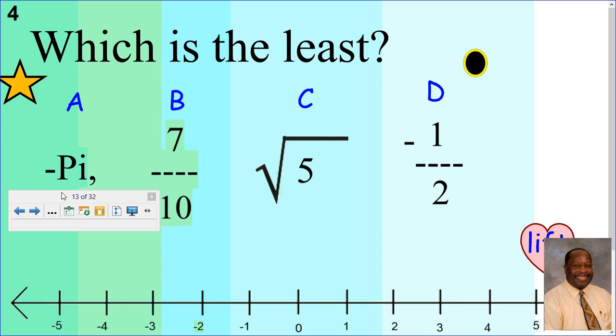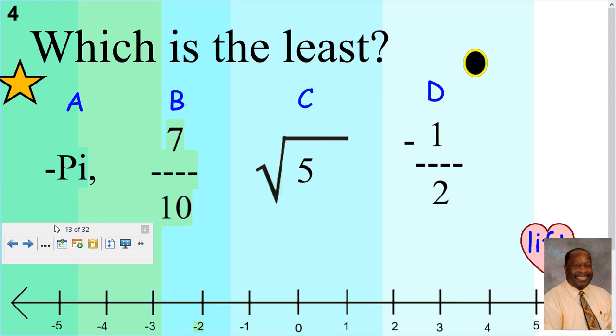Here's one for you. Which is the least? Negative pi, 7/10, square root of 5, negative 1/2. So which one of those would be the least? And you can even graph it on your number line. There's a number line down there to help you out.